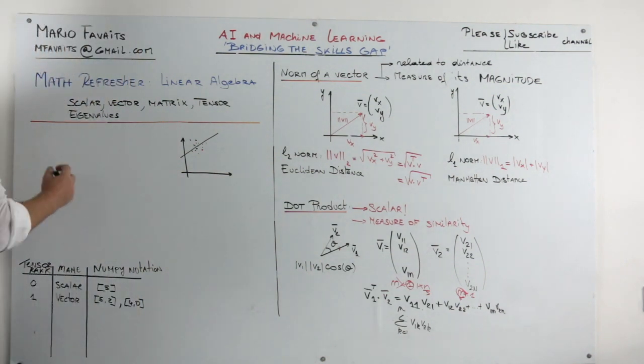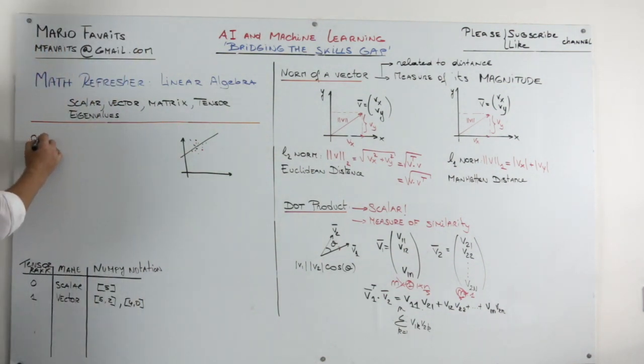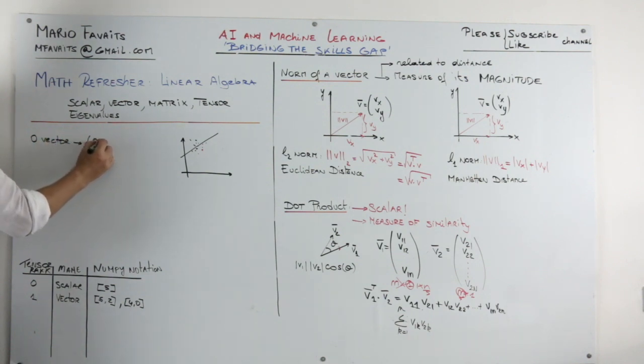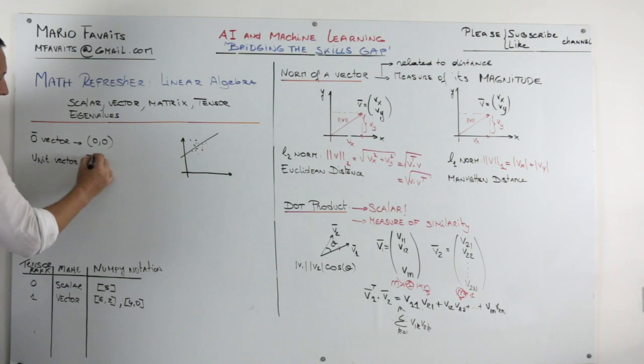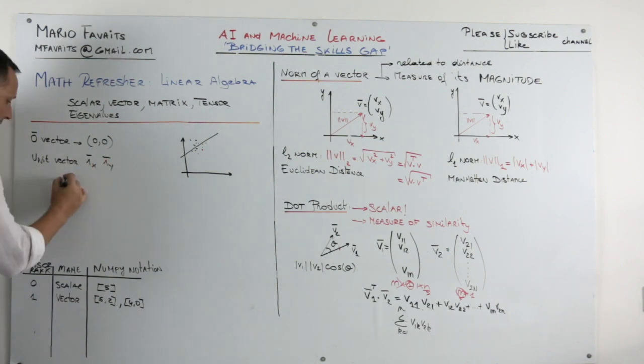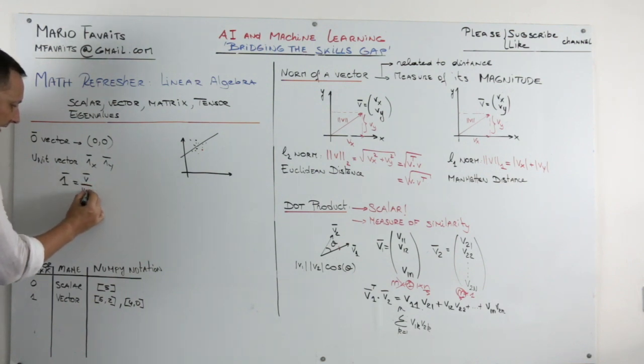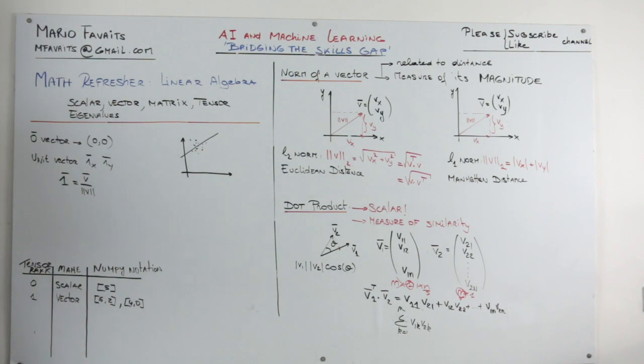We can also have a zero vector. Zero vector. That's basically the point 0, 0 in a two-dimensional space. And we can also put a line on top of the 0. And then we have the unit vector. Remember in our drawing we had the unit vector 1x, 1y. So the unit vector equals the vector v divided by its norm. That's the unit vector.